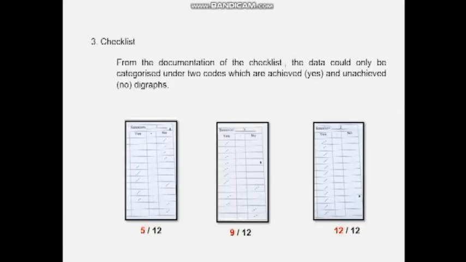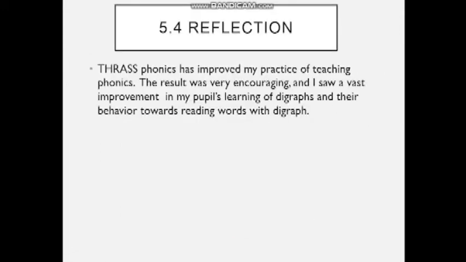Okay, and the third, we can see through the checklist. From the documentation of the checklist, the data could only be categorized under 2 codes, which are achieved, yes, and unachieved, no. Digraph. Look at the 3 sessions that they've gone through. In the 3rd session, okay, they achieved the objective. We have come to the reflection.